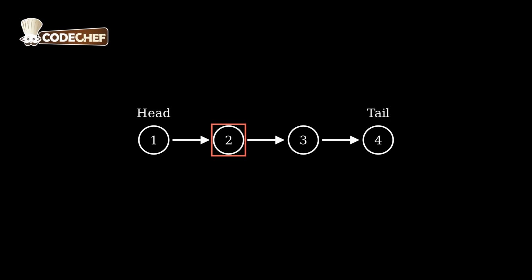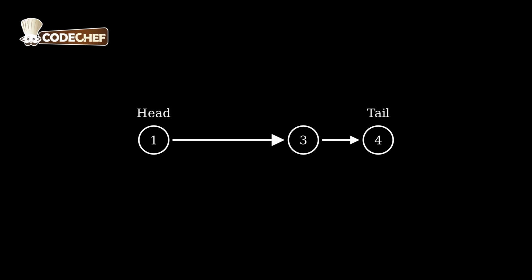Let's take an example. Deleting the node with value 2 from this linked list. To delete a node, we must adjust the pointers so that the previous node points to the node after the target. Here, node 1 should now point to node 3, effectively removing node 2 from the chain. Now, node 1 points to node 3, and node 2 is removed. The linked list is successfully updated.